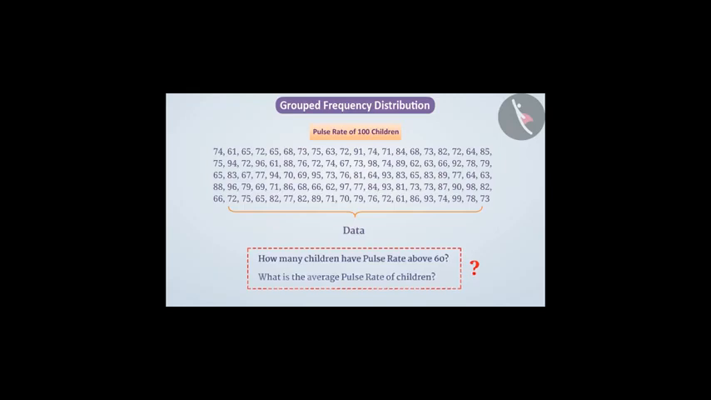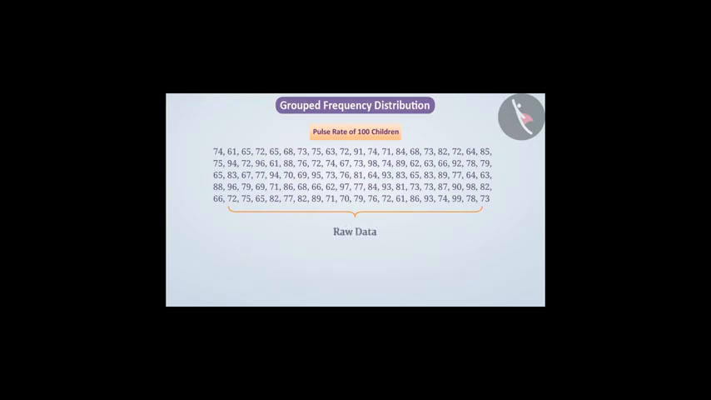Such data is called raw data. To understand them, we can arrange them in ascending order or descending order. Pause the video and arrange them in ascending order. Is it easy? As the number of figures increases, it becomes difficult to organize them in any order.